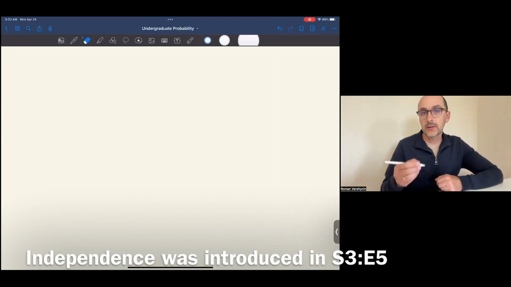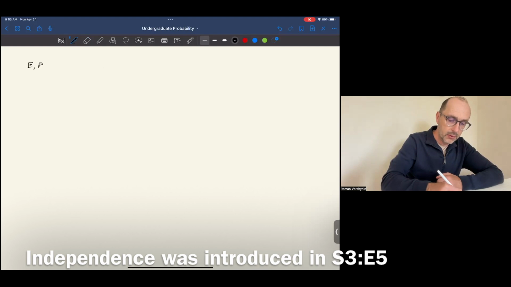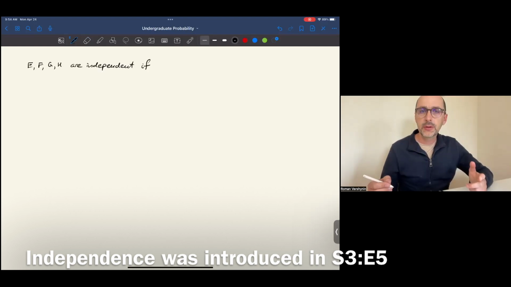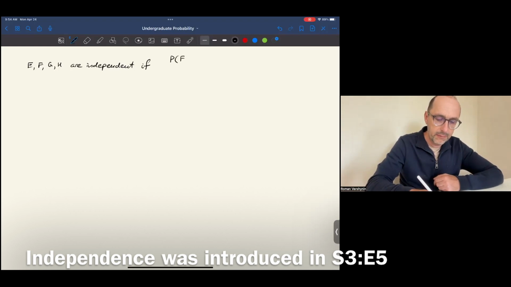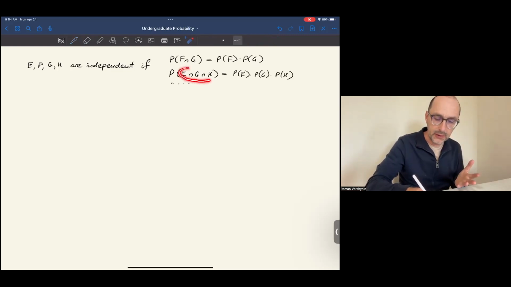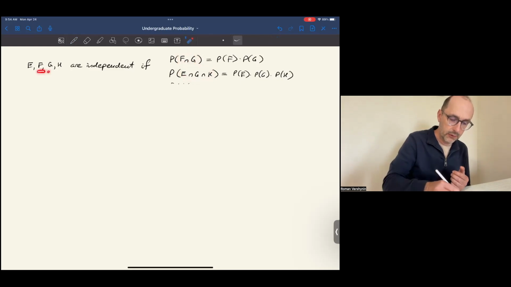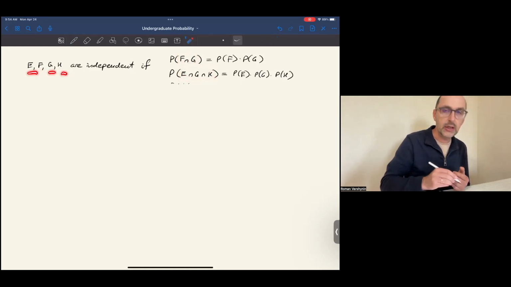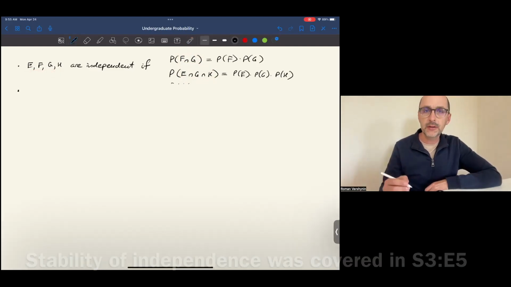By definition, events E, F, G, and H, for example, are called independent if we can compute the probability of intersection of any subset of them by multiplying their probabilities. For instance, probability that F intersection G equals probability of F times probability of G. Also probability E intersection G intersection H, for instance, equals P of E times P of G times P of H, and so on. Any subset of these events, such as F and G, or such as E, G, and H, is allowed. Independence is stable.